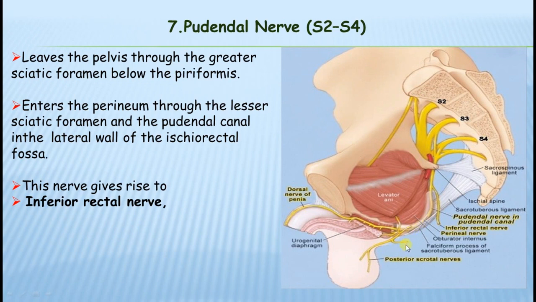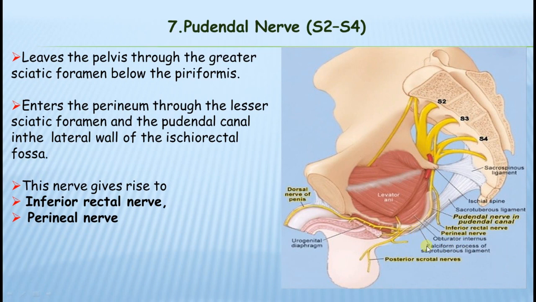Then the perineal nerve, in the anterior part of the ischiorectal fossa, divides into a superficial and a deep branch. The deep branch mainly supplies the muscles of the superficial perineal pouch and the deep perineal pouch. So they are muscular in nature. Superficial transverse perineal, bulbospongiosus, ischiocavernosus, deep transverse perineal, all those muscles they supply.